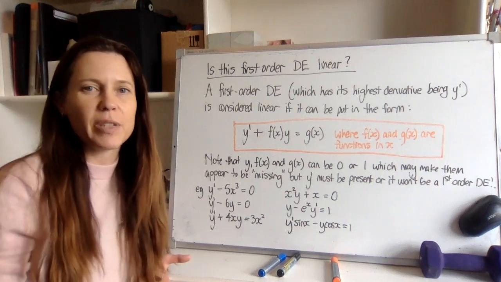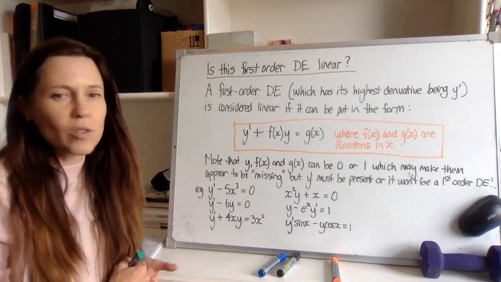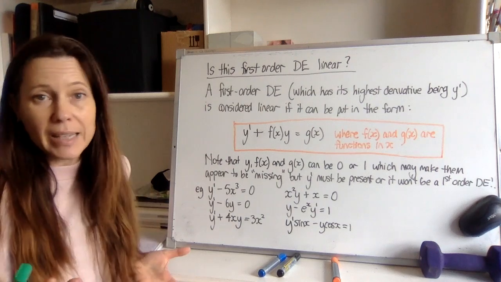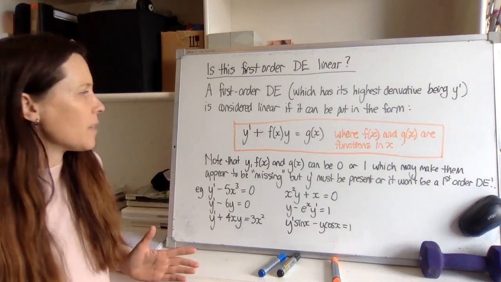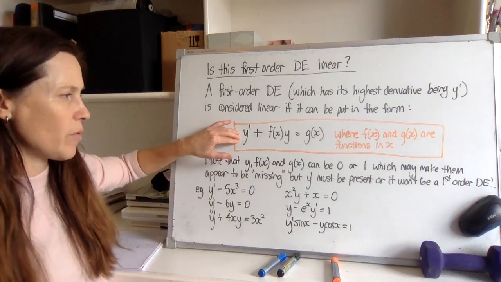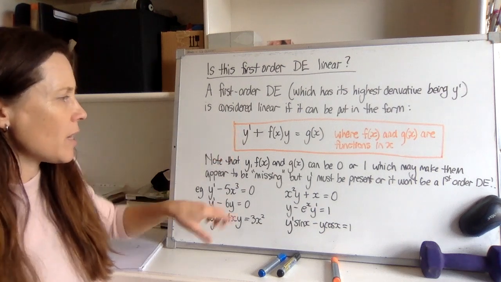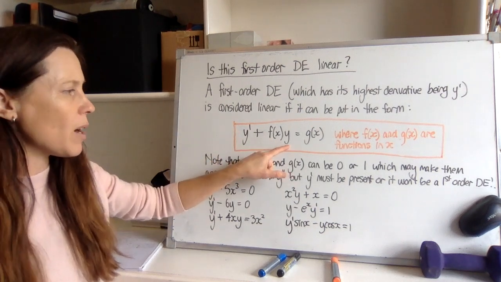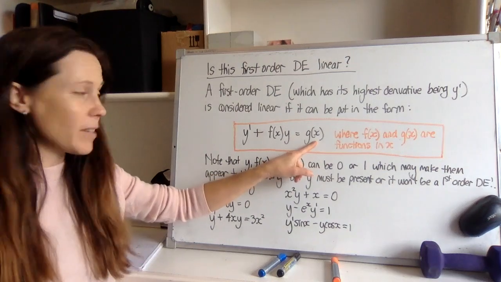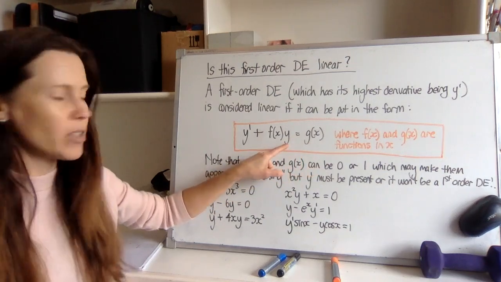Now, one final point for today. How do we tell if a first order differential equation is linear? Well, we can say that they're linear if they can be put into this form. Now, we've got y dash plus some function of x multiplied by y is equal to some function of x, where y itself might be a function of x, don't forget.